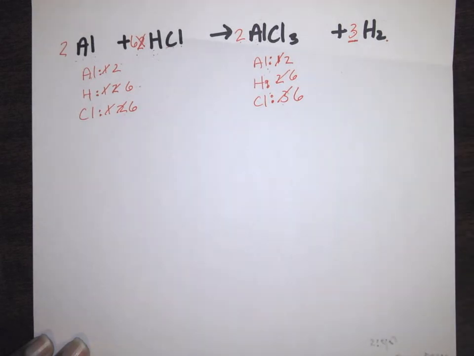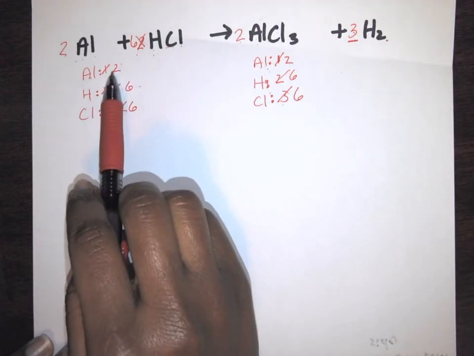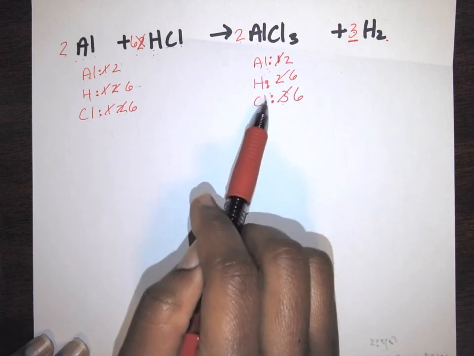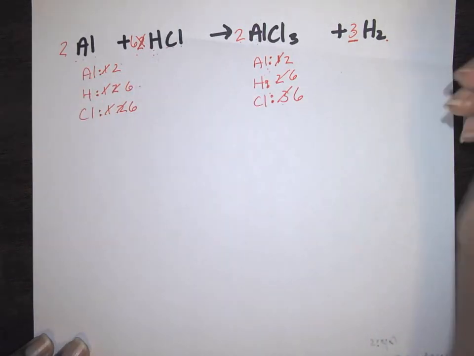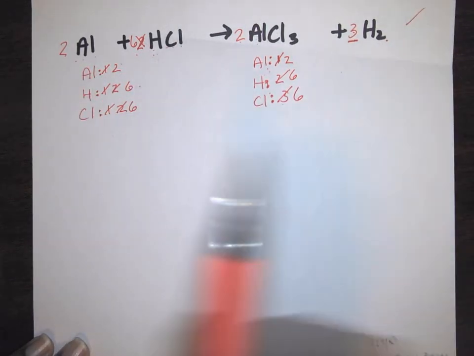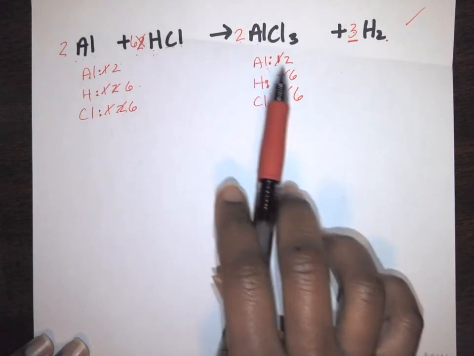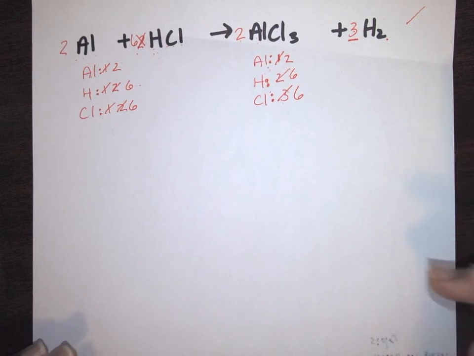All right, so when I go back and check, I have 2 aluminums on both sides, 6 hydrogens on both sides, and 6 chlorines on both sides. So this is looking good. So this is a balanced chemical equation. Notice in this example, I had to go back and forth, change coefficients a couple of times, and that's okay. That's sort of the process here.